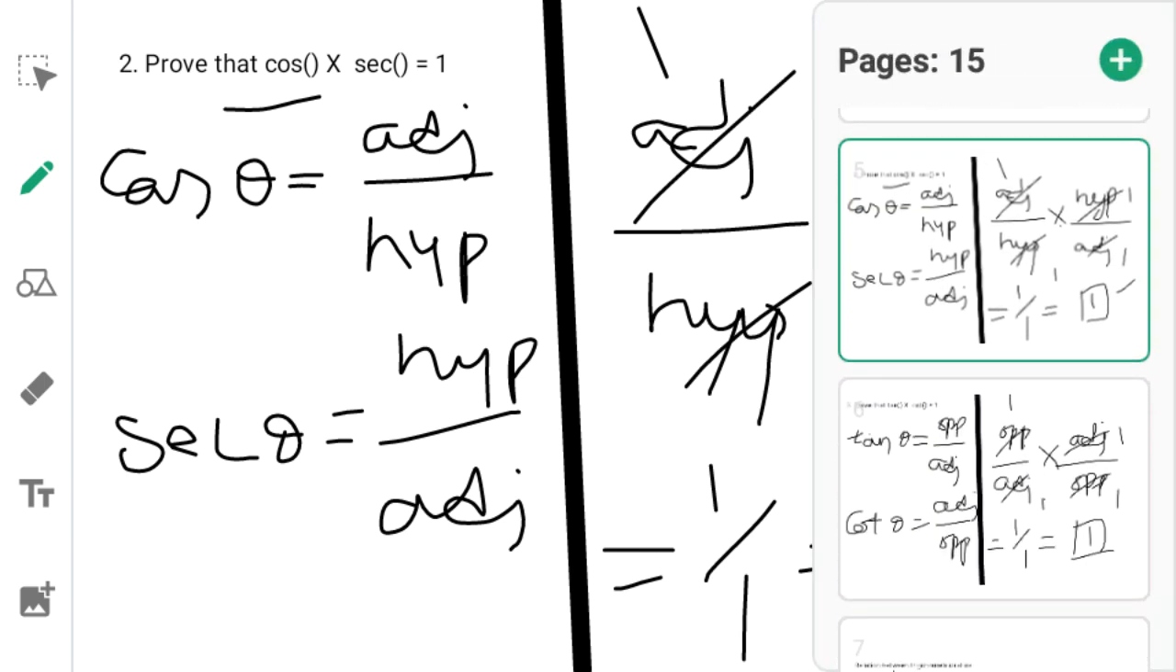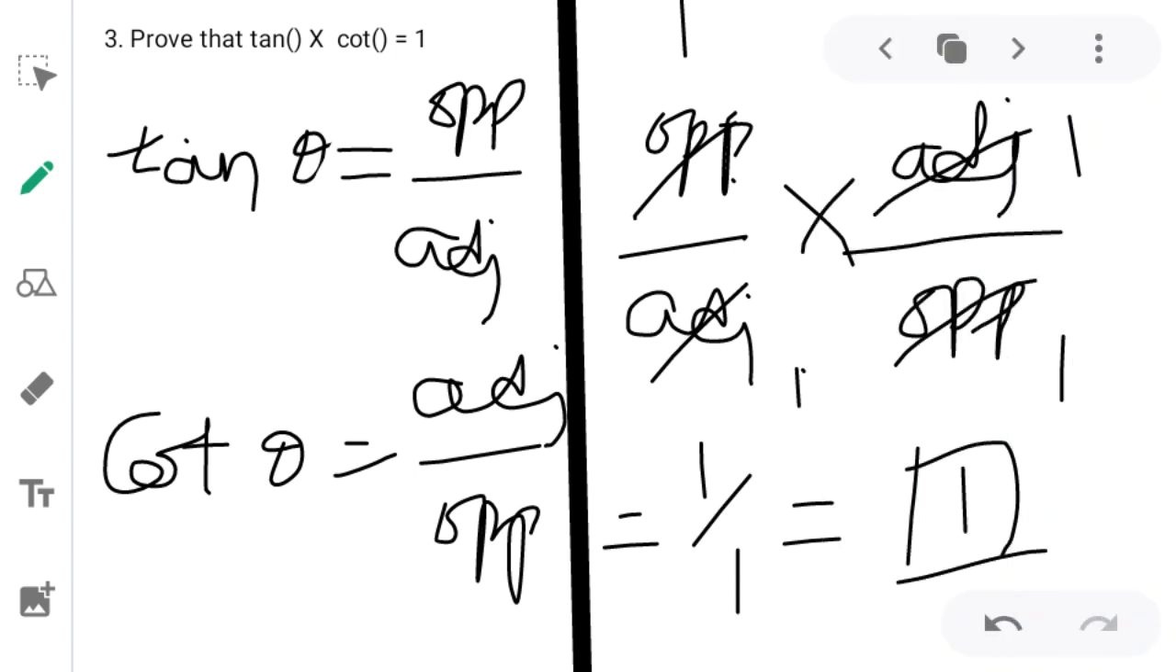In the next step, we are going to prove the third and sixth. The third one is tan theta, the sixth one is cot theta. Cot theta is the reciprocal of tan theta. We know that the ratio of tan theta is opposite by adjacent and the ratio of cot theta is adjacent by opposite. When you multiply these, the opposite in the numerator and denominator cancel once, the adjacent in the denominator and numerator cancel once, and the final answer is 1.